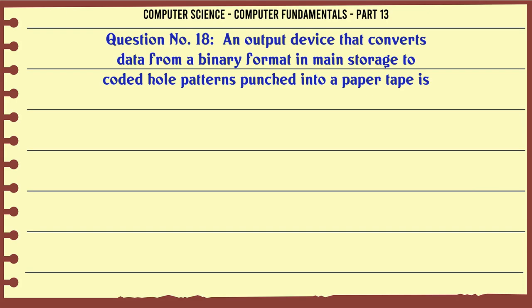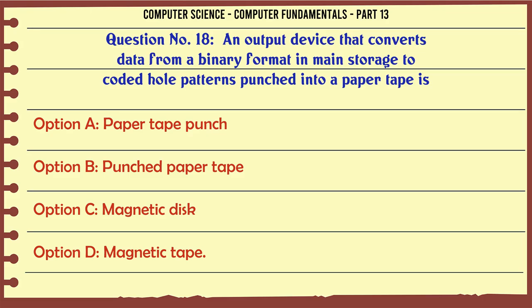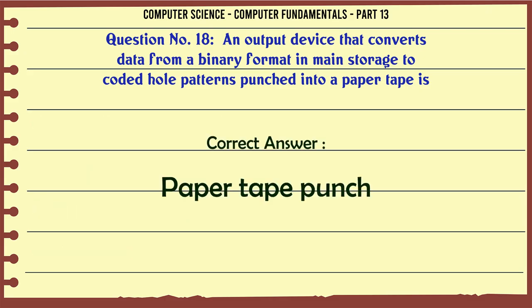An output device that converts data from a binary format in main storage to coded hole patterns punched into a paper tape is: A. Paper tape punch. B. Punched paper tape. C. Magnetic disc. D. Magnetic tape. The correct answer is paper tape punch.